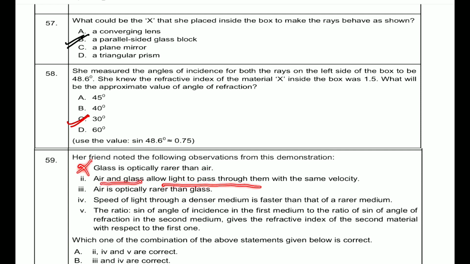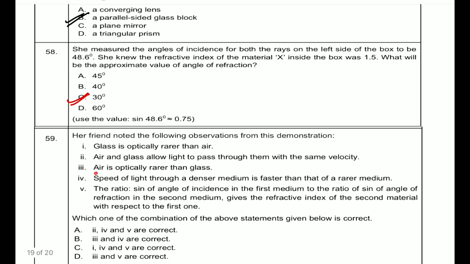Air and glass allow light to pass through them with the same velocity. No. Air and glass have different refractive indexes, and because of that the velocities are also different, right? Air is optically rarer than glass. Correct observation. The third observation is correct. Fourth one: speed of light through a denser medium is faster than through a rarer medium. Wrong, it is the other way around. Speed of light is actually faster in a rarer medium as compared to denser mediums, right? So this option is also wrong.